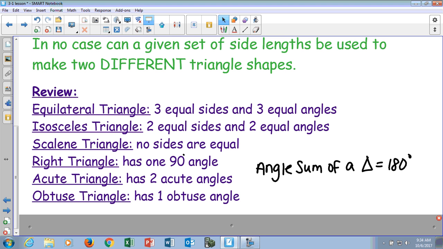And then don't forget the angle sum of a triangle. All the angles, how many angles are in a triangle? Three have to equal 180. Can't be bigger, can't be smaller. It has to equal 180. Okay?